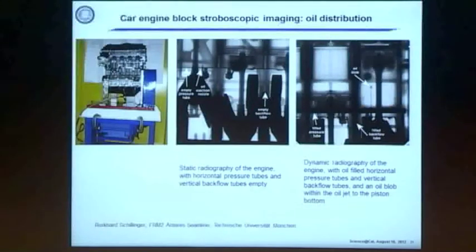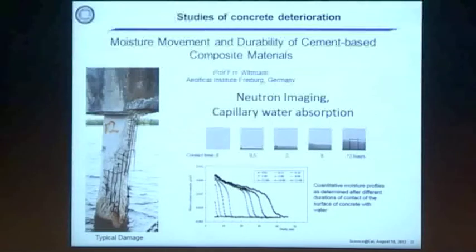So you can, in real time, in a running engine, observe where oil is distributed and see it within the metal block, which is an aluminum engine block, again because aluminum is very transparent to neutrons. This is something unique, and you can do stuff. But these are just unique studies. You won't do it on every engine.